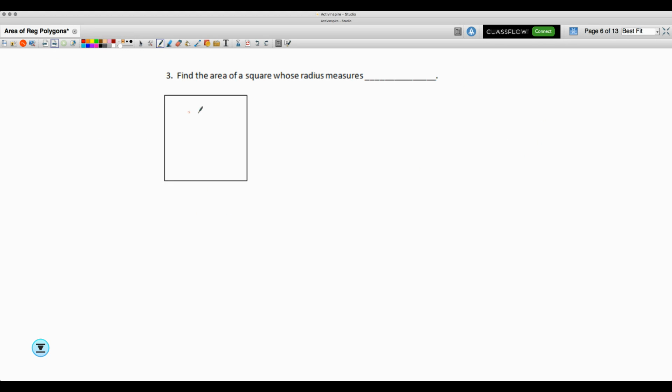Okay, so let's look at 3. Find the area of a square whose radius measures, and before I give you this, we know how to find the area of a square, don't we? We already have a formula for that, side squared. Well, sometimes you're given other information, like here, the radius is not part of side squared, so we still have to go through this, use our formula here.